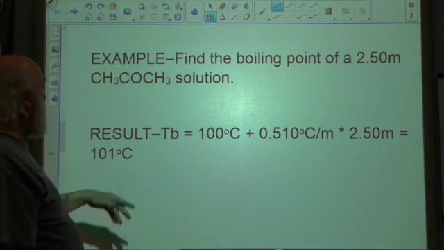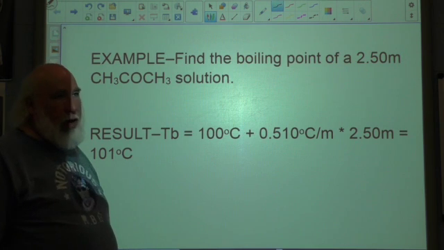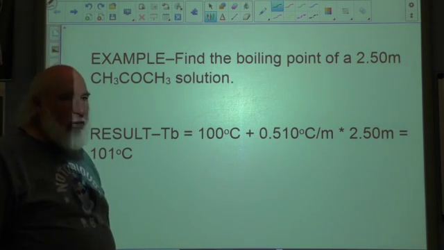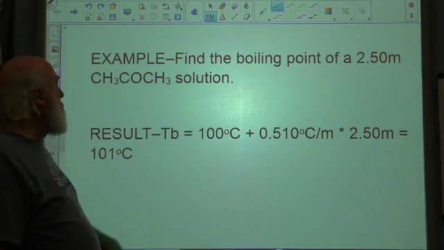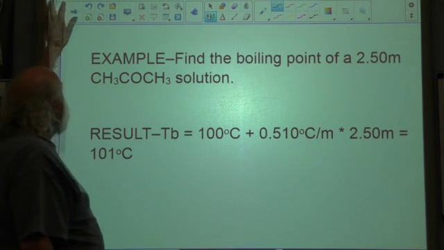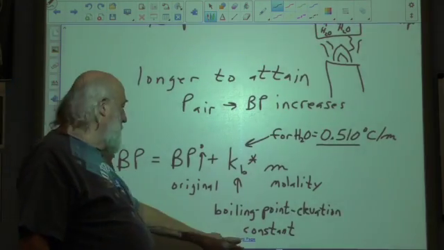We want to know the boiling point for an acetone solution. Now, we're just going to say acetone's a liquid, it's a volatile liquid, and this is not exactly correct, but we're going to pretend like it is. So it's a 2.50 mole per kilogram acetone solution. So, let's take a look at that.